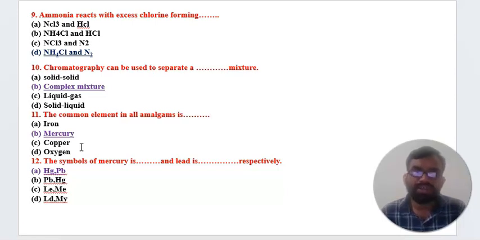Now you can see the 12th bit. The symbol of mercury and lead is, respectively. So mercury is Hg and the lead symbol is Pb. So the right answer is A.